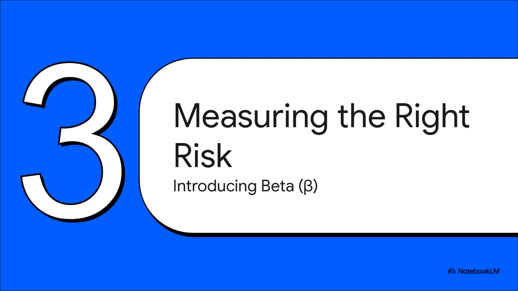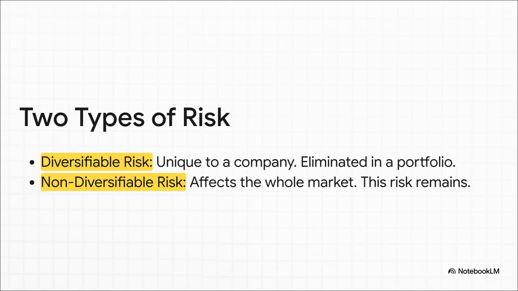Okay, so this raises a really big question, right? If there's a whole category of risk that's basically irrelevant, the stuff you can just diversify away, then what's the risk that you do get paid for? What's the risk that actually matters? It all boils down to this really important distinction. The market won't compensate you for taking on diversifiable risk, things that are unique to a single company, like a product launch failing. You get paid for taking on the risk you can't escape, the big stuff, the non-diversifiable risk that hits the entire market, like recessions or changes in interest rates.